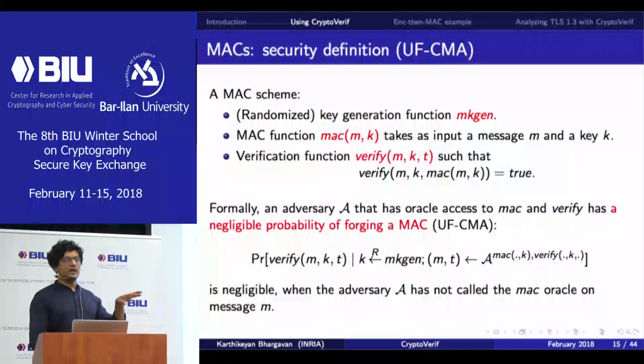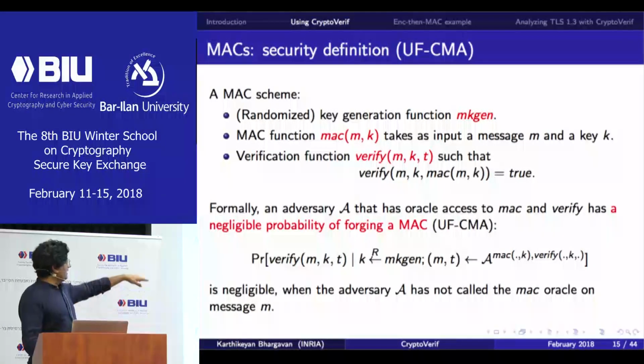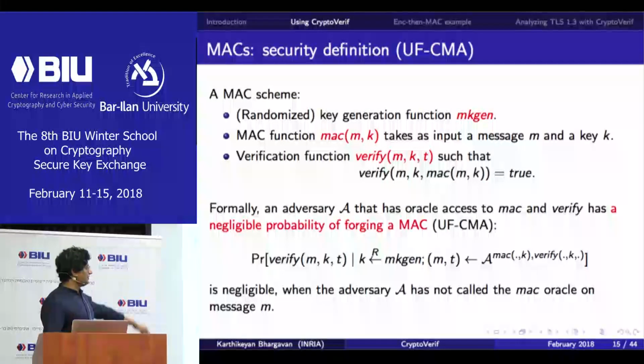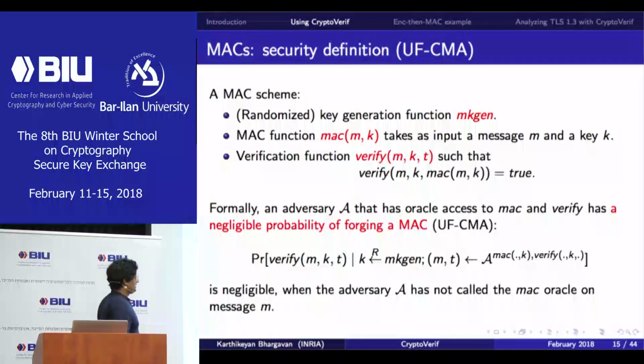All right, so let's see how the UFCMA assumption for Macs is actually written in CryptoVerif, because it will give you an idea of how you can write other primitives as well, even though this one is already in the library. As usual, we have three functions: an MK key generation function called mkgen, a MAC function, and a verify function. We assume that the verify function gives us a functional correctness guarantee, which is that verify applied to something which actually is a MAC will return true.